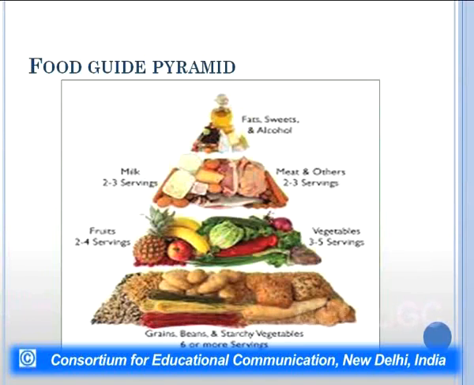The second is fruits and vegetables: fruits 2 to 4 servings recommended, and vegetables 3 to 5 servings. Then third is milk, meat and others: milk 2 to 3 servings and meat and others 2 to 3 servings if a person is non-vegetarian. Then last is the narrowest portion of the pyramid, which includes fats, sweets and alcohol. So, it should be the least in our diet.